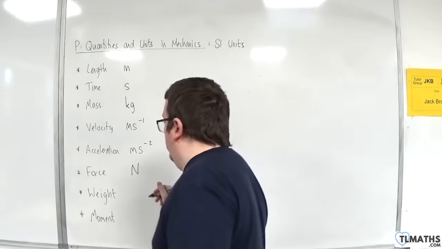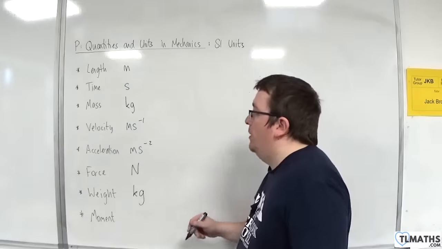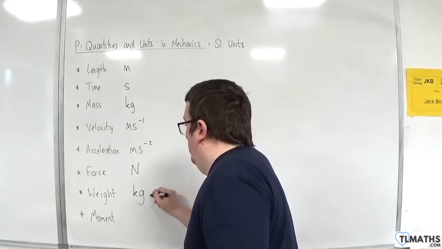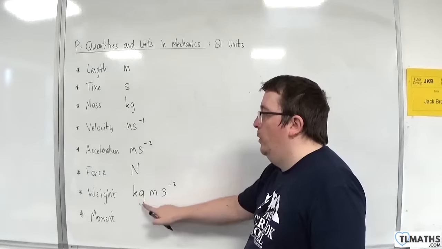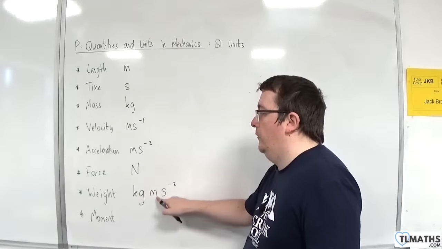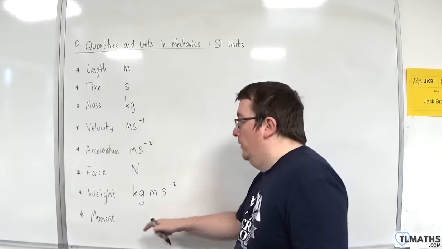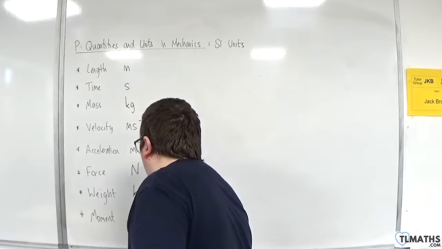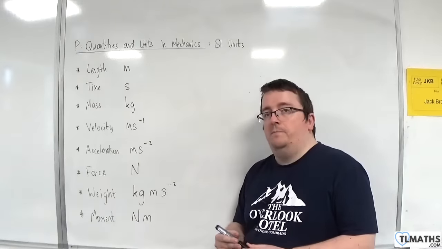Okay, now because weight is also a force, weight, as we know, is mass times the acceleration due to gravity. So newtons is equivalent to kilogram meters per second per second, and moments are equal to the force times the distance, so Newton meters.